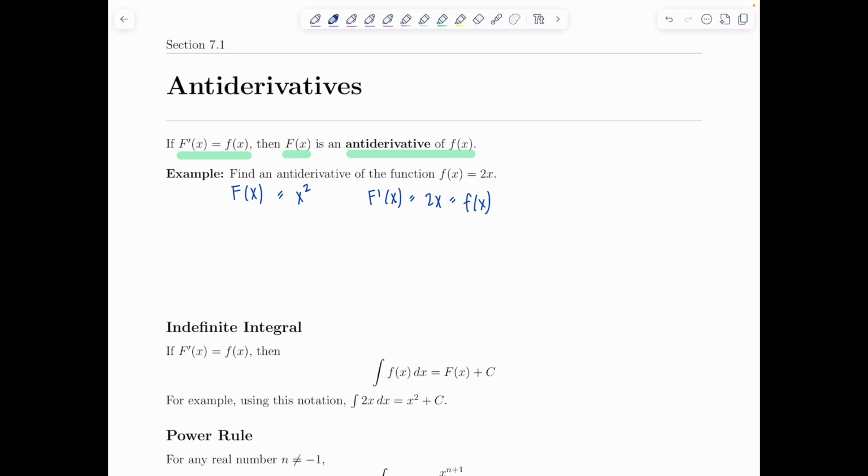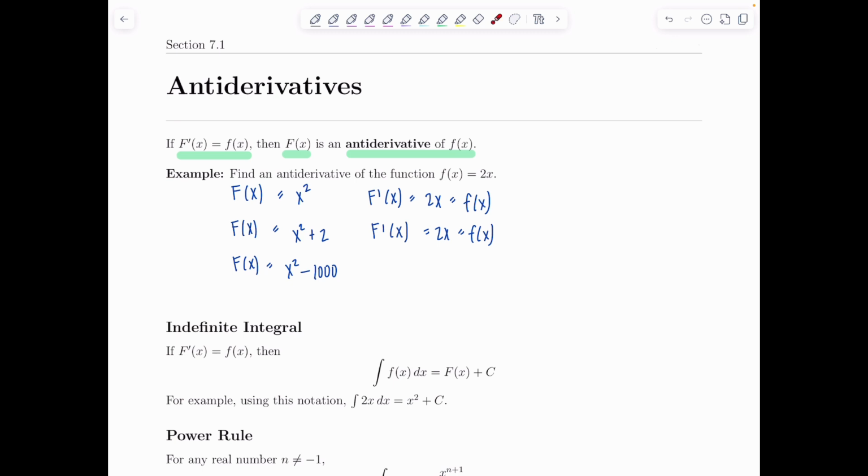Let me ask you this. Could capital F of x also be x squared plus 2? If you took the derivative of this function here, you would get 2x plus, and then the derivative of any constant is 0. So again, you would end up with F prime of x equals 2x, which is f of x. So that also works. In fact, there's infinitely many options, right? Because another possibility would be x squared minus, give me a number, 1,000, pi, 42, whatever.